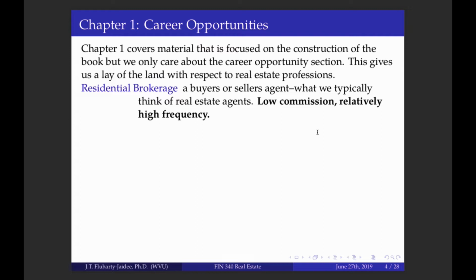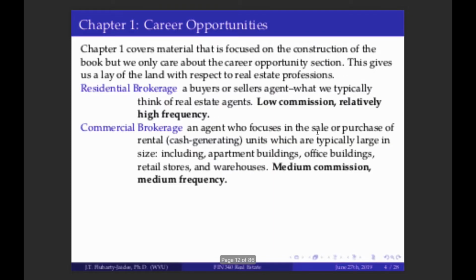Again, this class is not designed to provide you the information for a licensure exam explicitly. You may need additional classes if you plan to do that, but it is meant to give you a foundation in the real estate investment principles.